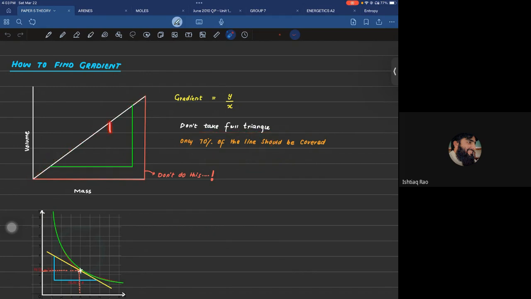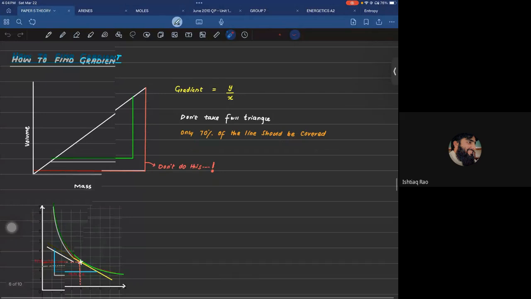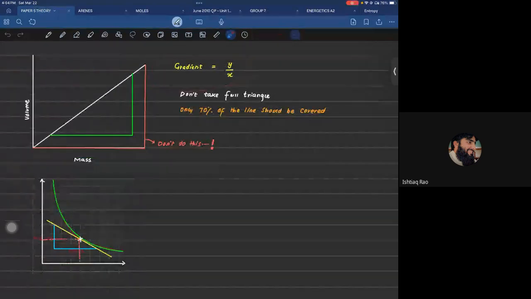It's not just that you draw a tiny triangle. You would not get better results if you draw only this much, it's a very small triangle. Whenever you find the gradient of this best fit straight line, you can make a triangle which should cover 70% of the line. I'm not saying you are supposed to make the whole triangle covering 100% of the line. It should cover 70% of the line. Then we apply the formula, y over x.